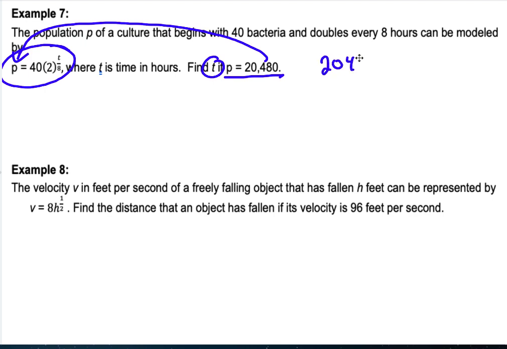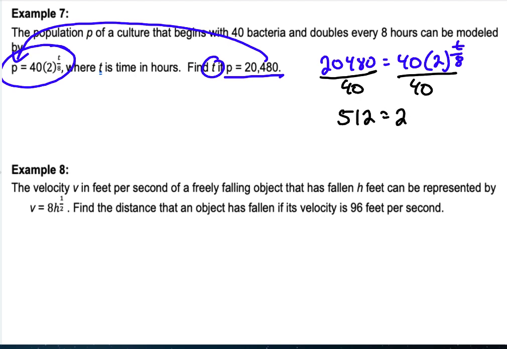So I'm going to put 20,480 in for P is equal to 40 times 2 to the t over 8 power. Some of you might be tempted to multiply 40 times 2 right away, but remember, we can't do that because of that exponent. Exponents come before multiplication. But what I can do is they're multiplying by 40, so I can undo that by dividing by 40. So I divide by 40, and I get 512 is equal to 2 to the t over 8 power. Well, I want the same base, so I need to rewrite 512. If you remember from an earlier problem, that was equal to 2 to the 9th.